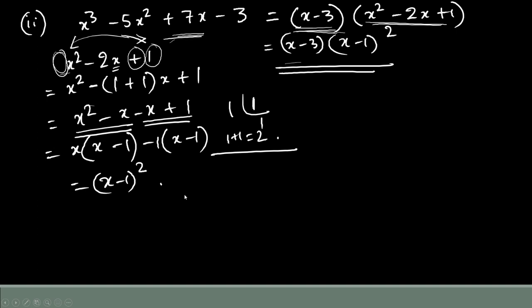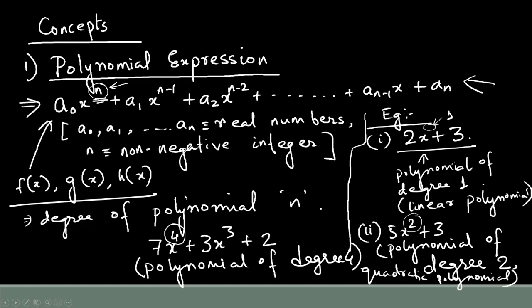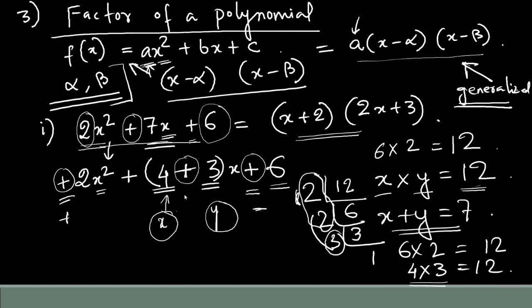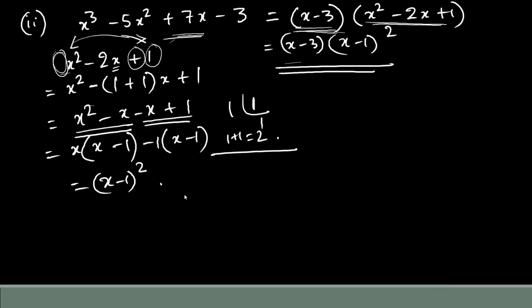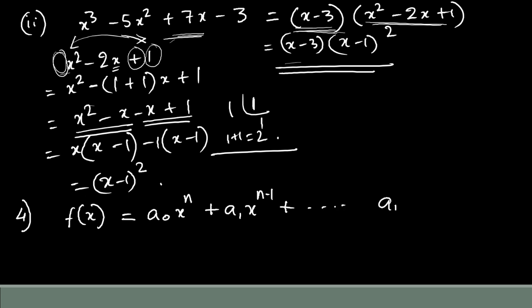So we have discussed today polynomial expression, polynomial division, and factor of a polynomial. Let's see, we have discussed what is a polynomial. Let's say we have this polynomial f(x) = a0 x^n + a1 x^(n-1) + ... + a(n-1) x + an. We have this polynomial expression, let's say.